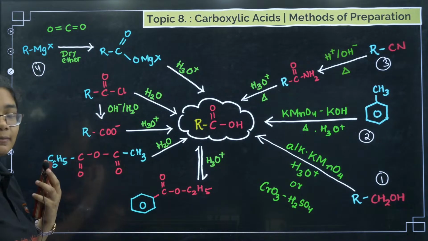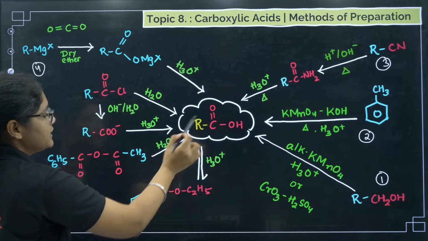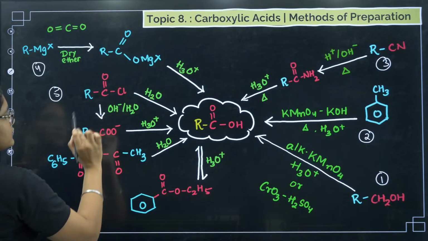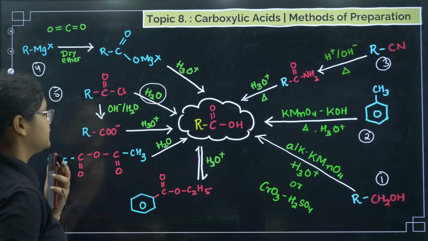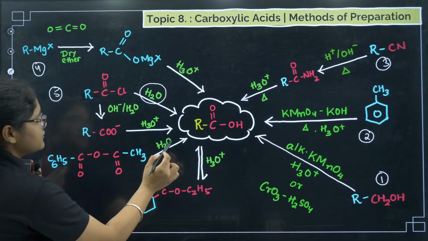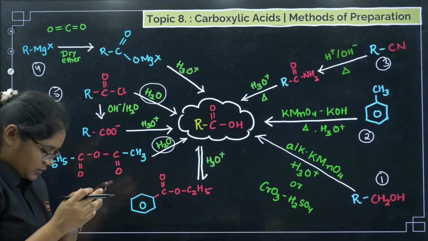Fourth one is from Grignard reagent. Grignard reagent with carbon dioxide will give you RCOOMgX, and then H3O+ will give you acids. Fifth one is RCOCl. If you treat it with water, you will get RCOOH. The next one is esters. If you treat esters with water, you will also get acids.